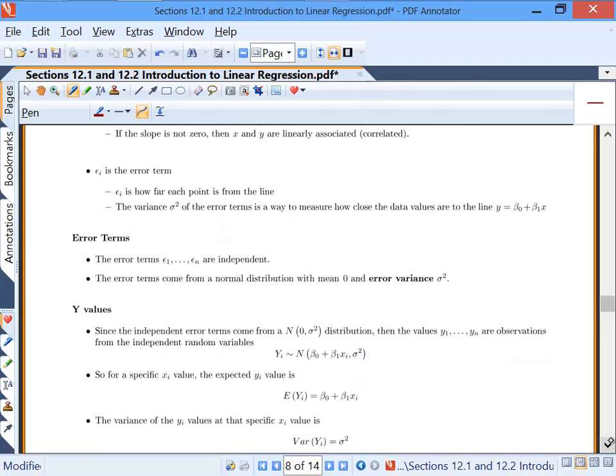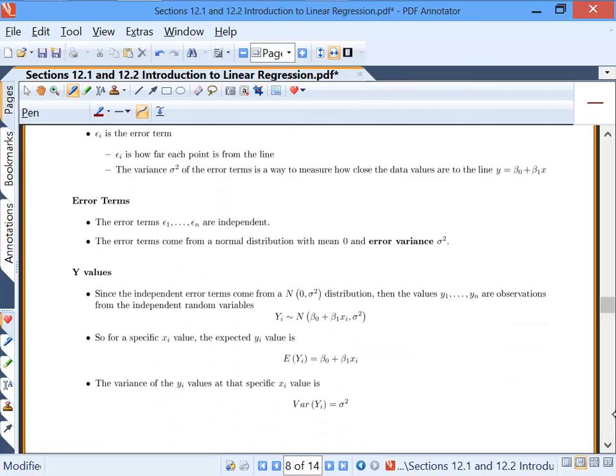Now, since your independent error terms come from a normal distribution with mean 0 and variance sigma squared, then the values y1 through yn are observations from independent random variables. So we have our random variables Yi, because each possible y value is its own random variable. It comes from a normal distribution. The expected value is the intercept plus the slope times the x value.